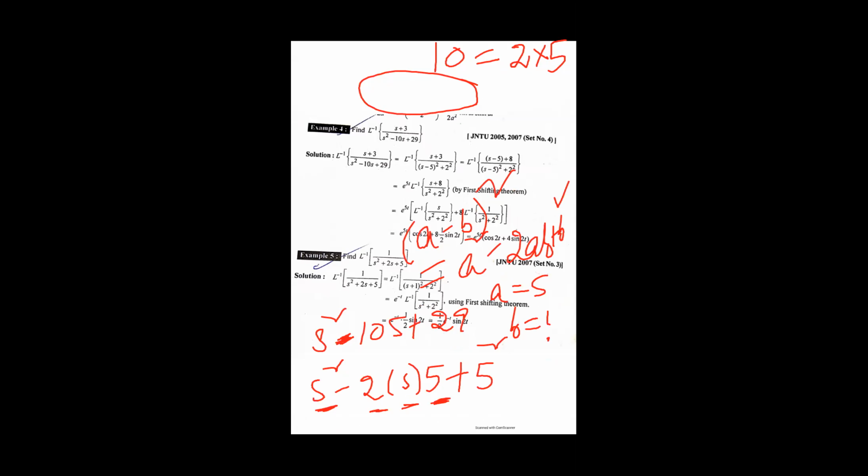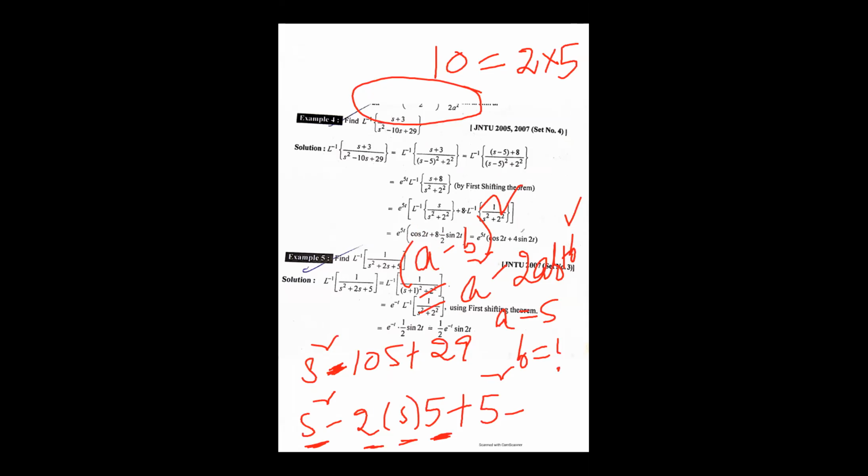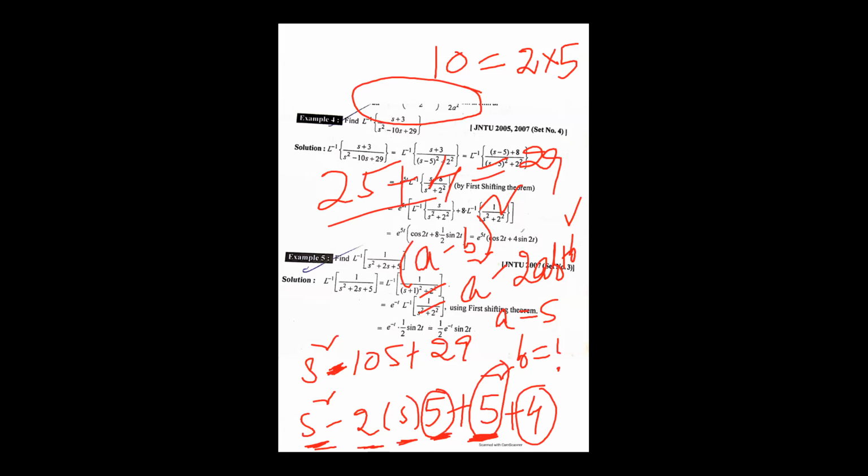So 4 is the remaining value. So a square minus 2ab, here b is 5, so we have to write b square as 5 square. 5 square means 25. From 29, the balance value is 4, so we write 25 plus 4 equal to 29. Here 5 square already exists, so we write the remaining balance value 4.